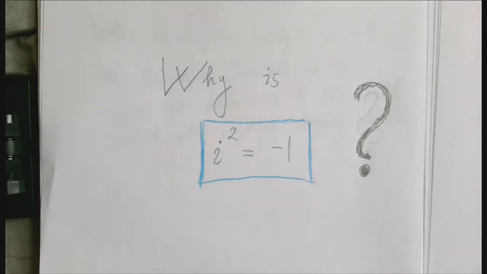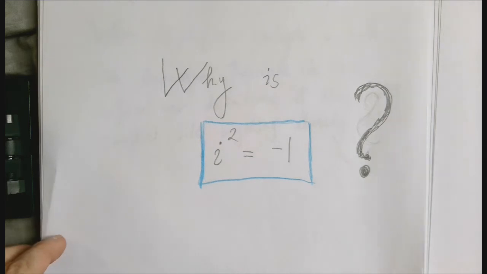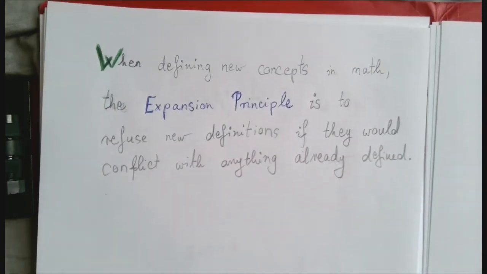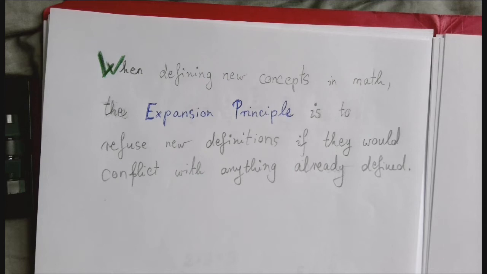So I'd like to show you another reasoning why we decided to define i squared to be -1. All right, let's get started. First, we should discuss the idea of the expansion principle. The expansion principle guides our decisions when we are introducing new definitions into our mathematical system. One example would be that we started with the natural numbers, then we developed or discovered, that could be debated, which one, the negative numbers, and then fractions.